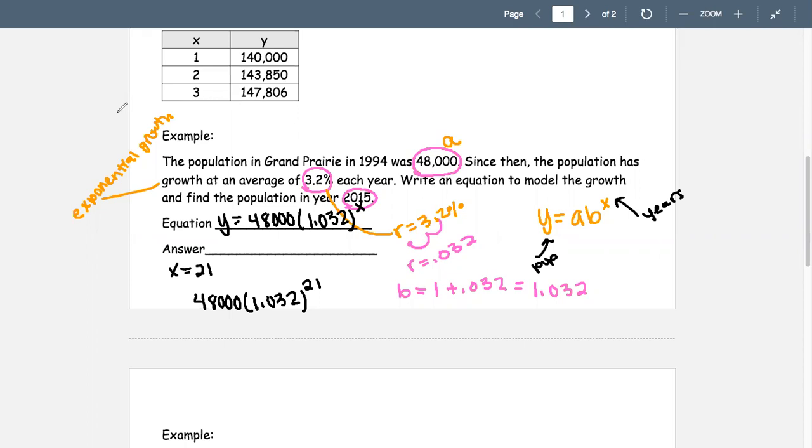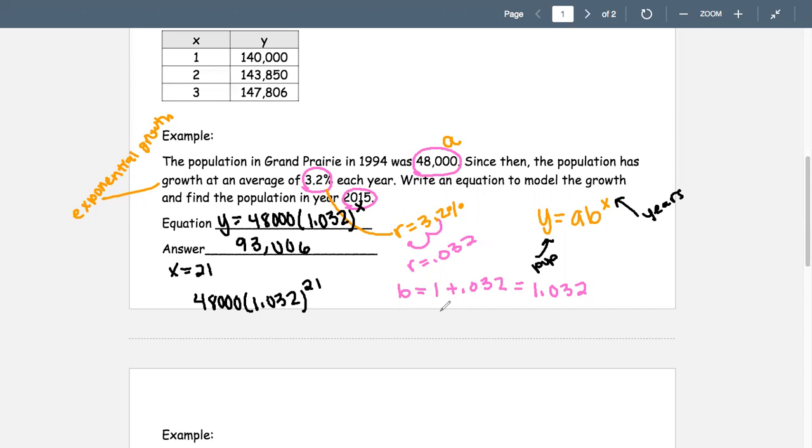All right, someone who hasn't spoken, what did you get? 93,000. Perfect. Awesome. We'll just round this to 93,006. Good. So that's how many people Grand Prairie grew to over 21 years.